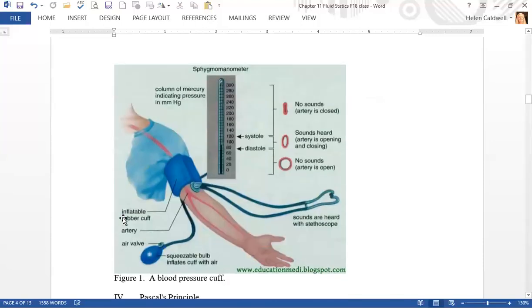All right, this is a graphic of a blood pressure cuff, and it talks about the systolic and diastolic pressure. I thought you might find it interesting. You maybe have wondered what they're listening for when they take your blood pressure.